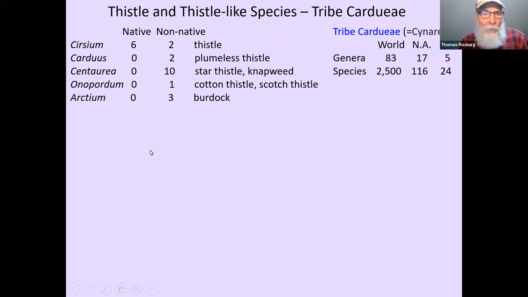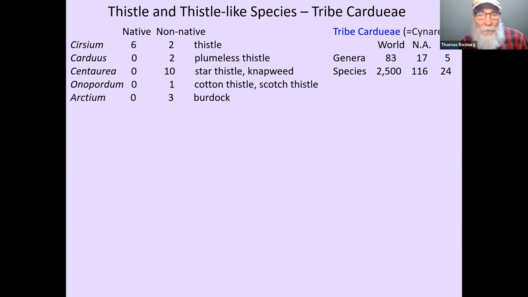So there's five genera there. Cirsium: there are six native species, two non-native. Then Carduus, those are the plumeless thistles, Carduus nutans and Carduus acanthoides. There's a whole bunch of Centaureas. We'll talk about some of them.